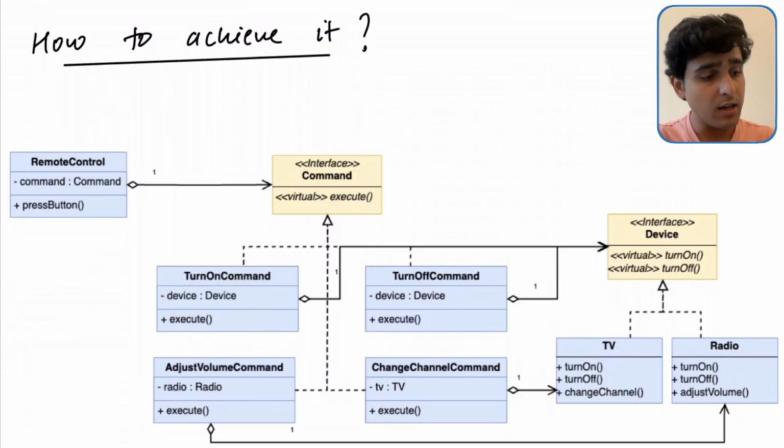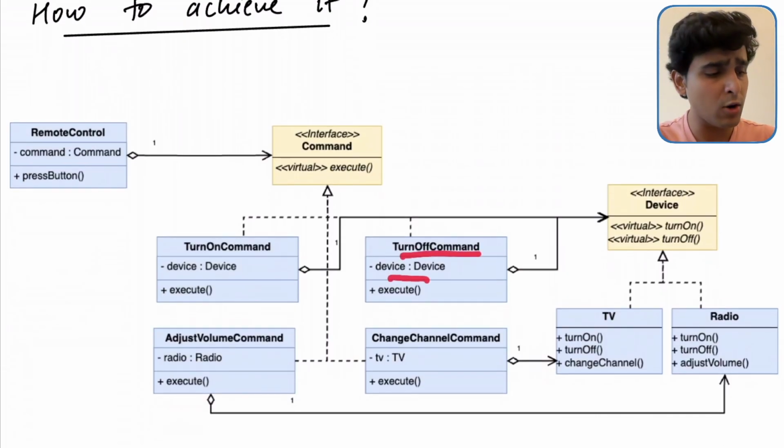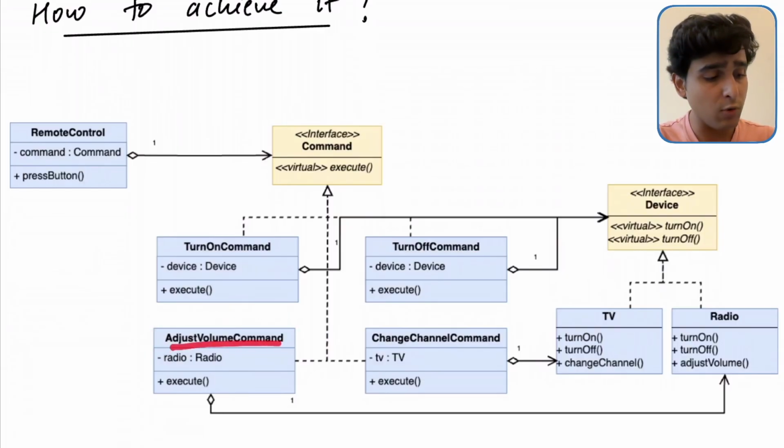So for example, let's say we have a turn on command class which implements this interface, and it stores a device in it, right? So this device can be a TV, this device can be a radio. Based on that device, it will do the execute in that device, and the operation will be performed on that device only.